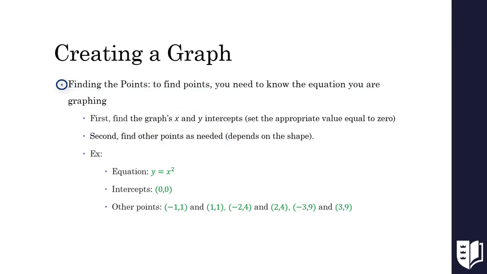To find points of the graph y equals x squared, we find its only intercept, which happens to be the origin, by plugging in 0 for x or y. Next, we can find 3 other sets of points by plugging in numbers above or below 0. This leads us to find the points (-1, 1), (1, 1), (-2, 4), (2, 4), (-3, 9), and (3, 9). Notice that we plugged numbers in for x and got their squares back for y.